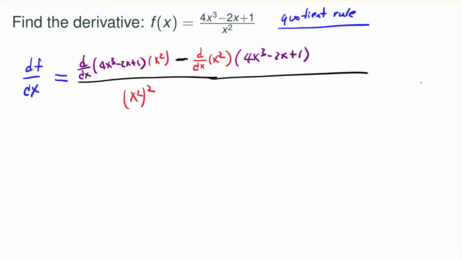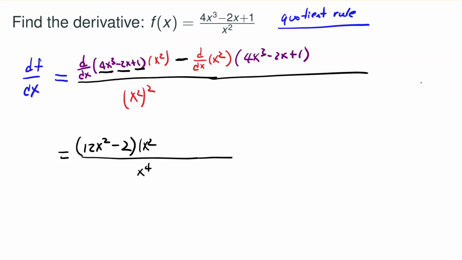So then let's take the derivative. Bottom is x to the fourth. And in the numerator, we have, now let's take derivative of each of these one at a time using power rule. 12x squared minus 2. Keep the parentheses, very important to keep the parentheses, times x squared. Now, the derivative of 1 is 0, that's why there's nothing here. Minus derivative of x squared is 2x, and keep the parentheses.